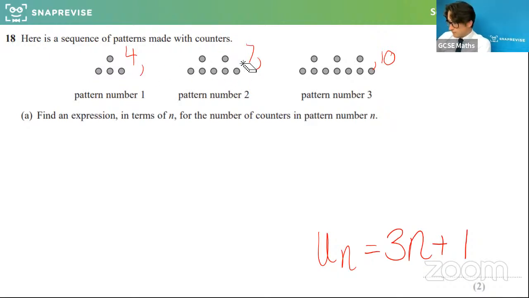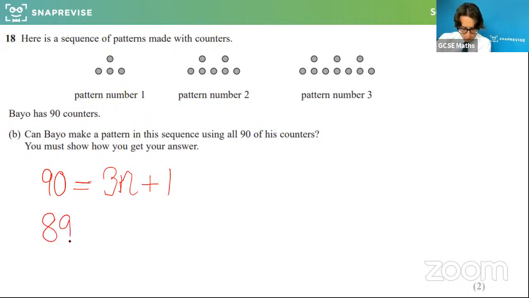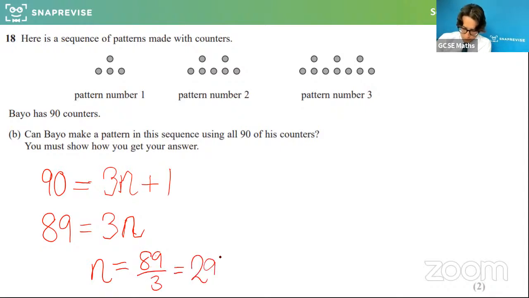Okay, very good. Now using that rule, this is a very common follow-up question. So it's a really good one to finish on. So 90 counters, and can we make this sequence using all 90? So basically the question is saying, is 90 a number in this sequence? Well, if we've just worked out that the nth term rule is 3n plus 1, we want to know, can that equal 90? So we just solve it algebraically. So if I minus 1, 89 equals 3n. And if I divide 89 by 3, n equals 89 over 3, which is 29 2/3.